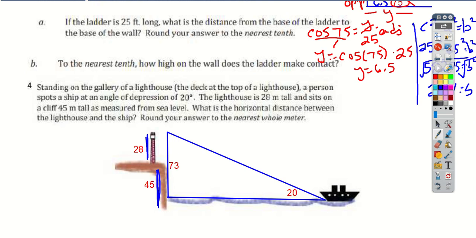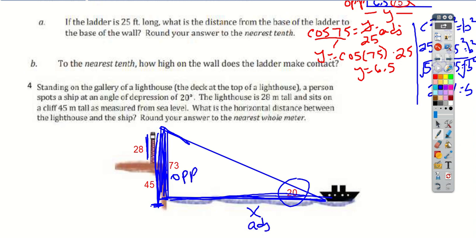So we're going to assume the ship here is right where the cliff sits. So we don't know the distance from here to here. So we're going from the cliff to the ship. We're going to call that x. Even if we just dropped and went all the way over here to this part, it wouldn't matter. 73 is this leg right here, and then x is that leg. So we're going to use our angle of 20. 73 is opposite. X is adjacent.